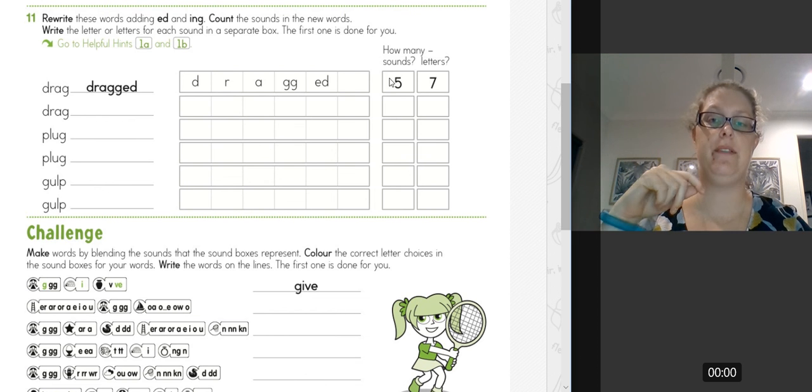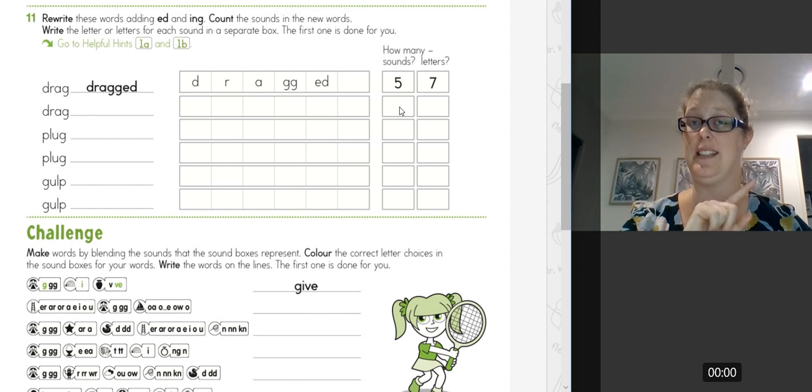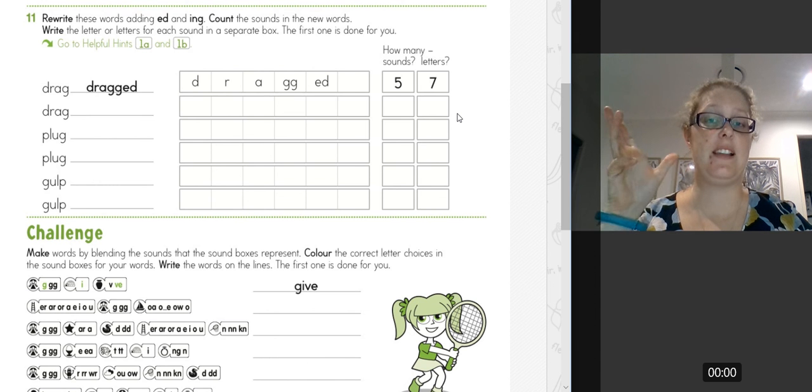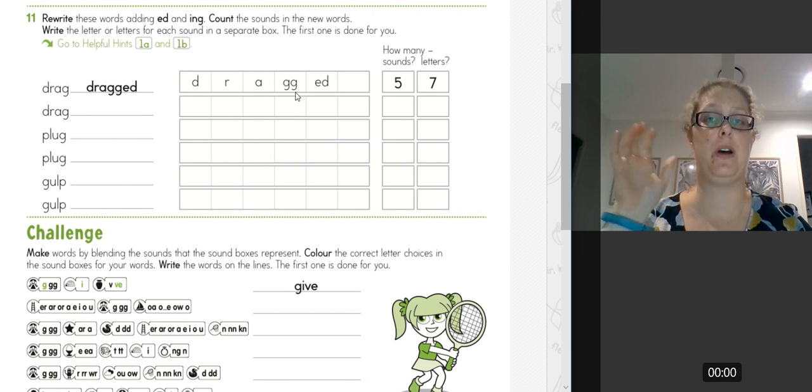Once you are done, count how many boxes you filled out and write the number in here. Then you're going to count how many letters there are in the word and write that in the second little box here. You can see that sometimes the sounds and the letters are different in their amounts because sometimes there's more than one letter to make a sound. Remember, that's called a grapheme. Have a go finishing the rest of question 11 now.